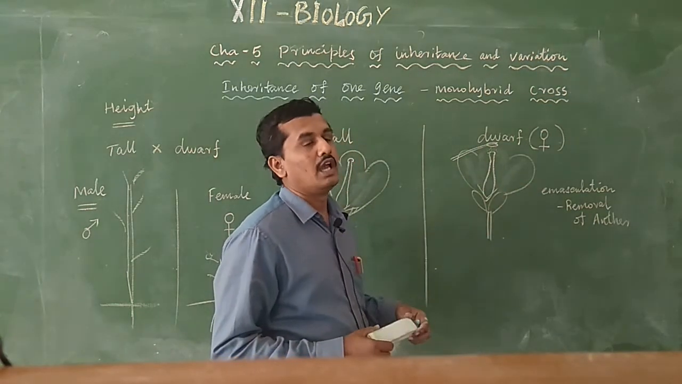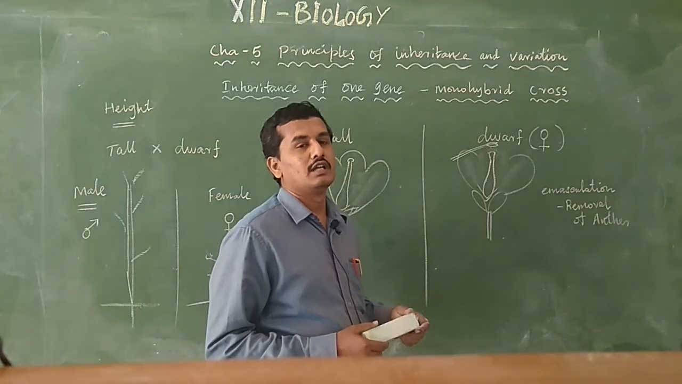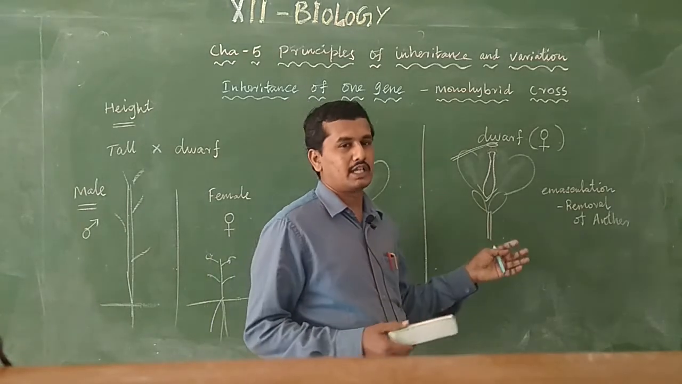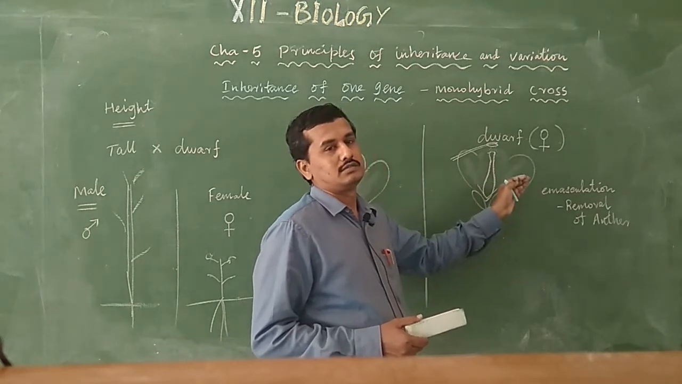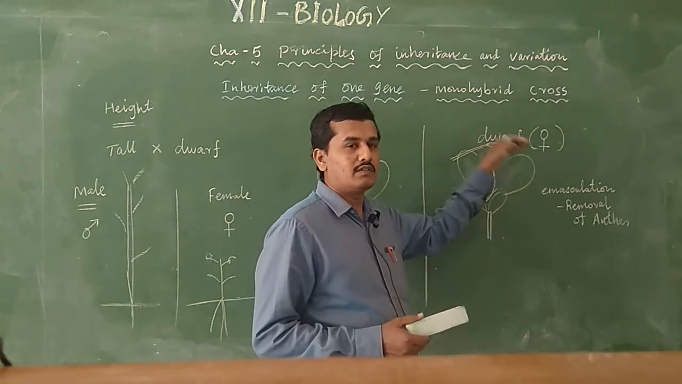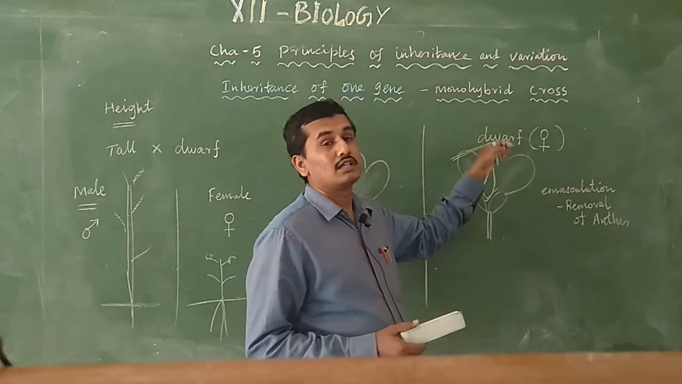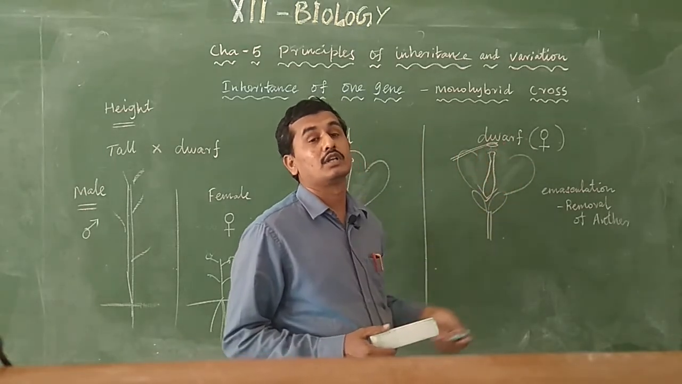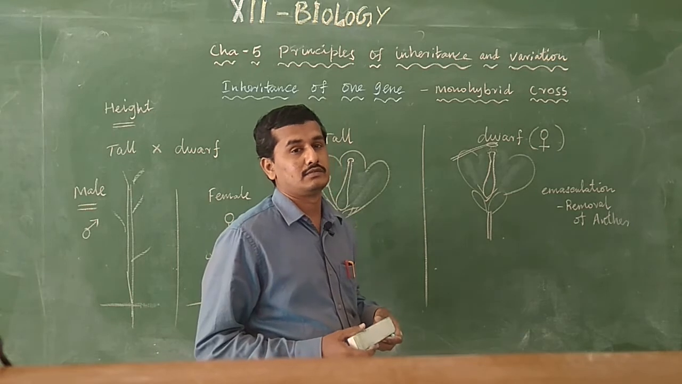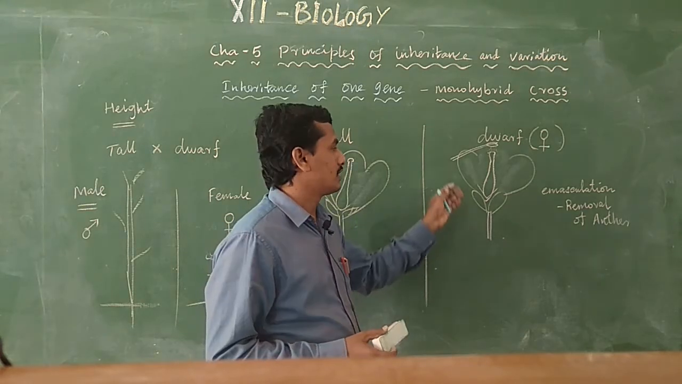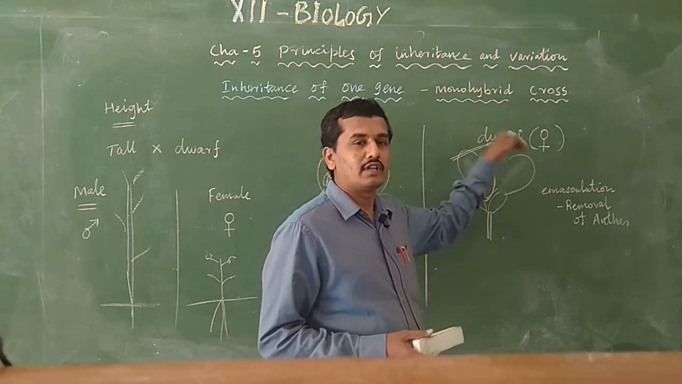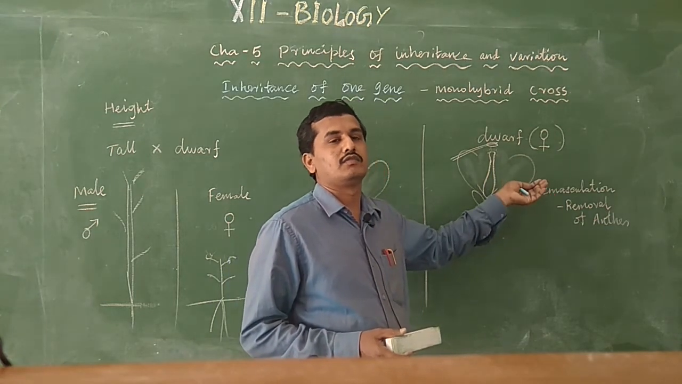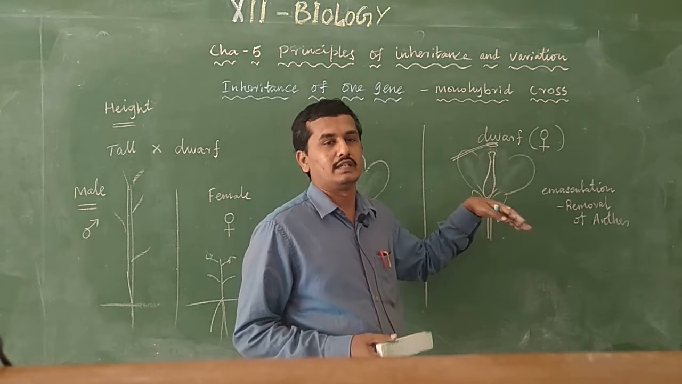After removing, with the use of a polythene cover or muslin cloth or butter paper, we cover the particular flower. Why do we cover it? We prevent unwanted pollen grain from other plants. Okay, after that, the process is bagging. First emasculation, then the covering of the flower with the use of a cover is known as bagging.